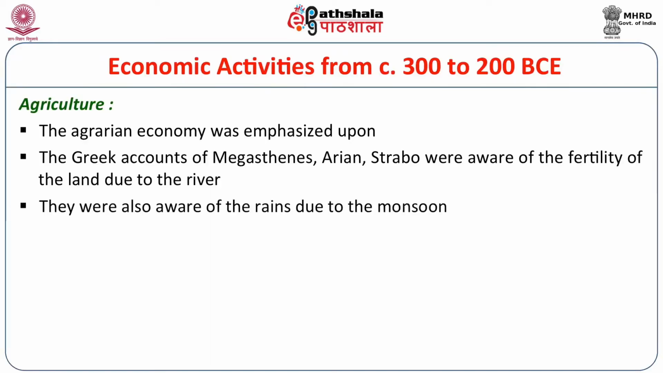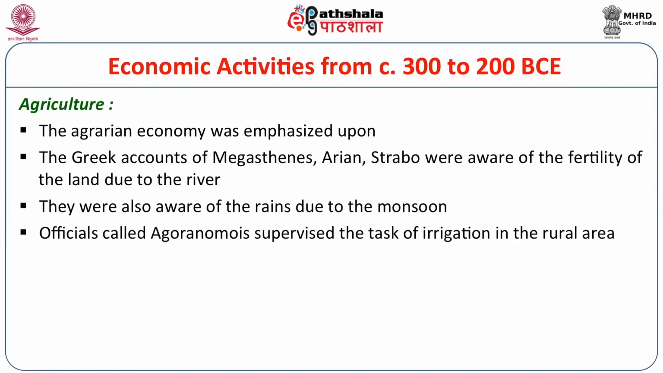Remember students, one thing, these foreign accounts, non-indigenous accounts, either they came to India or they received required information from other informants, and they also recorded in their texts, and we are using those information in order to understand our ancestors' economic activities during this period. So, we have used foreign accounts also. What we get? They are also aware of the rains due to the monsoon. Officials called agronomoi supervise the task of irrigation in the rural area.